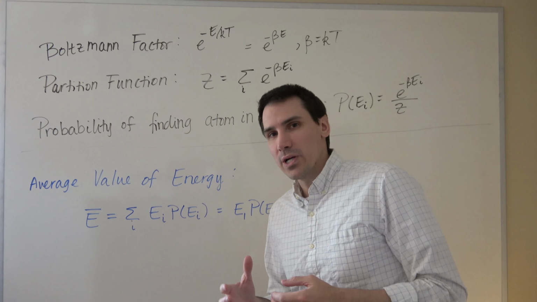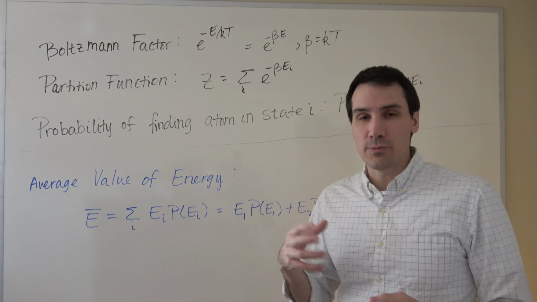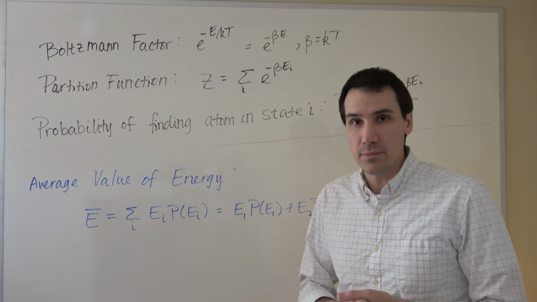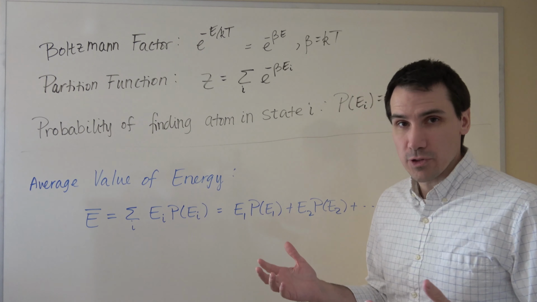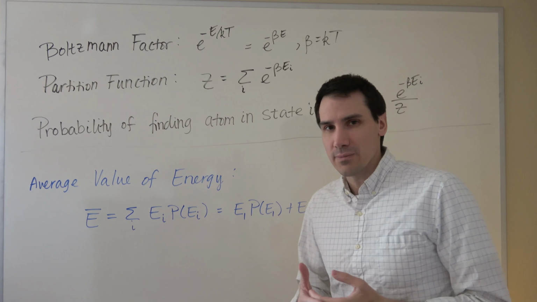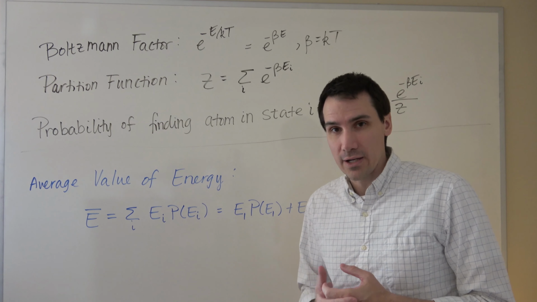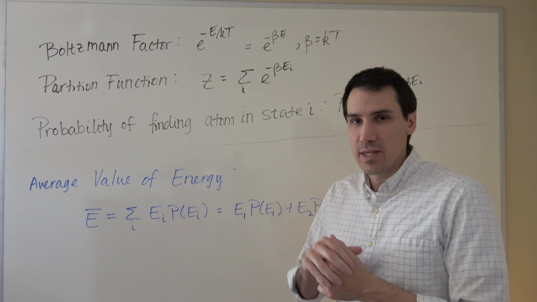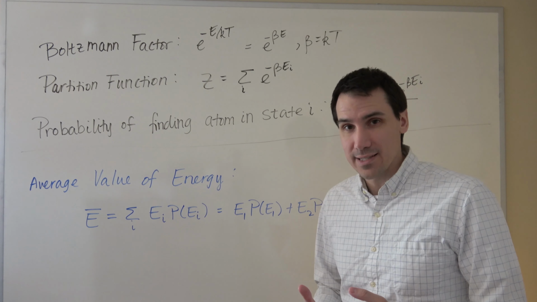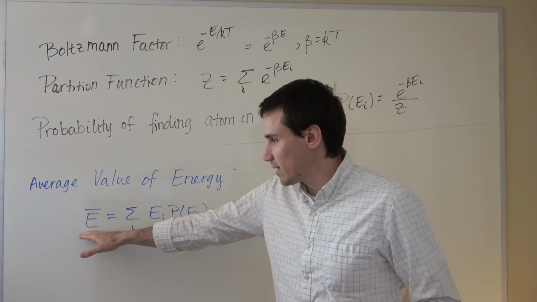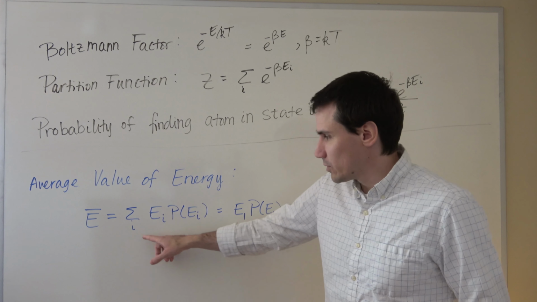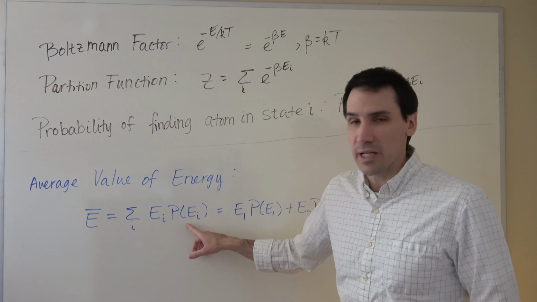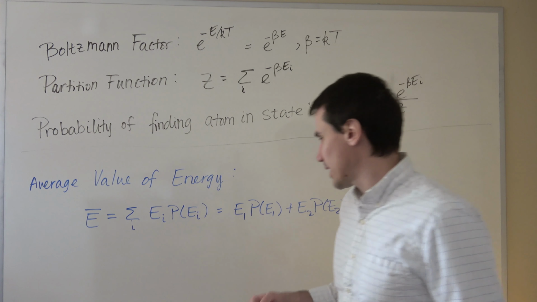Now what we want to do in this video is talk about how we could predict the average energy of a particle in some system at some given temperature. What we're going to do is take a weighted average of the energies, where each energy level is weighted by the probability of finding the particle in that state. So the average energy is equal to the sum over all of the states of the energy of that state multiplied by the probability of finding that state.